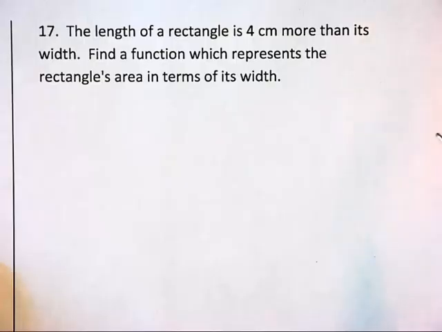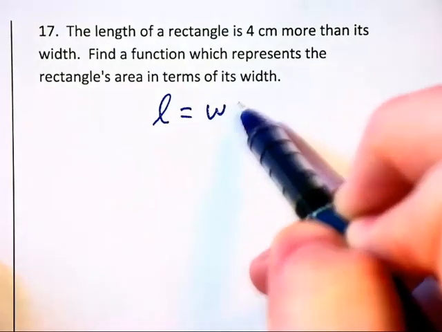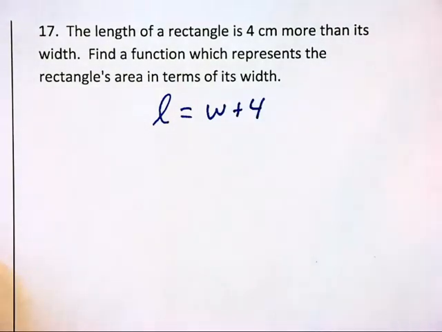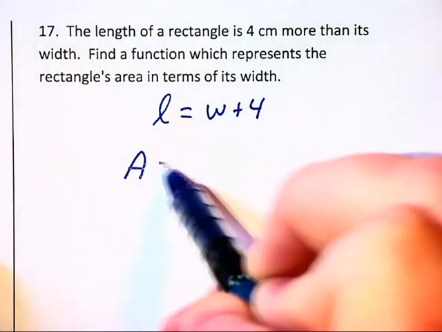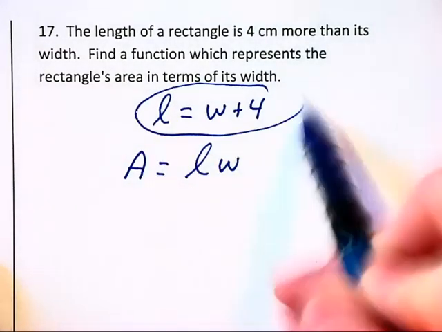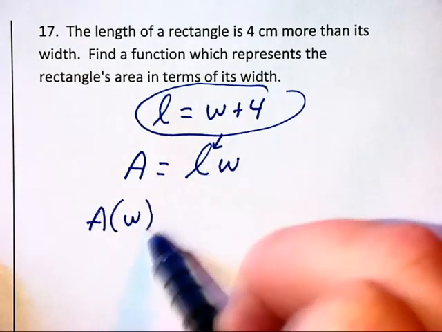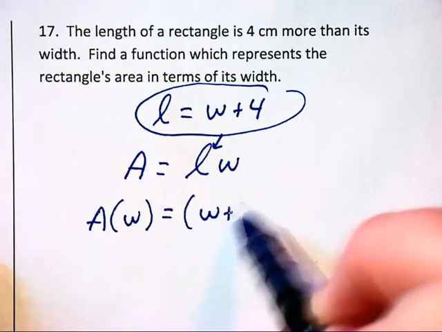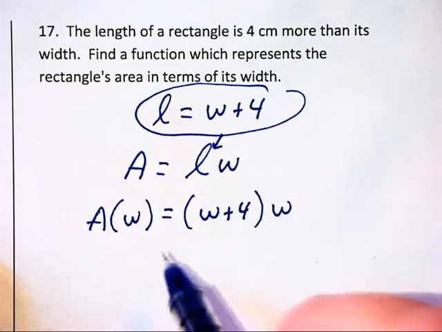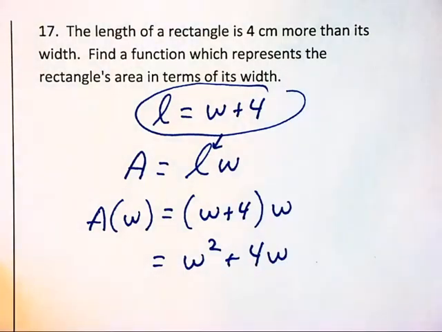The length of a rectangle is 4 more than its width. Find a function which represents the area in terms of its width. Well, we know that area is equal to length times width. So if we substitute length in here, we can write area as a function of w is w plus 4 times w, or w squared plus 4w that way.